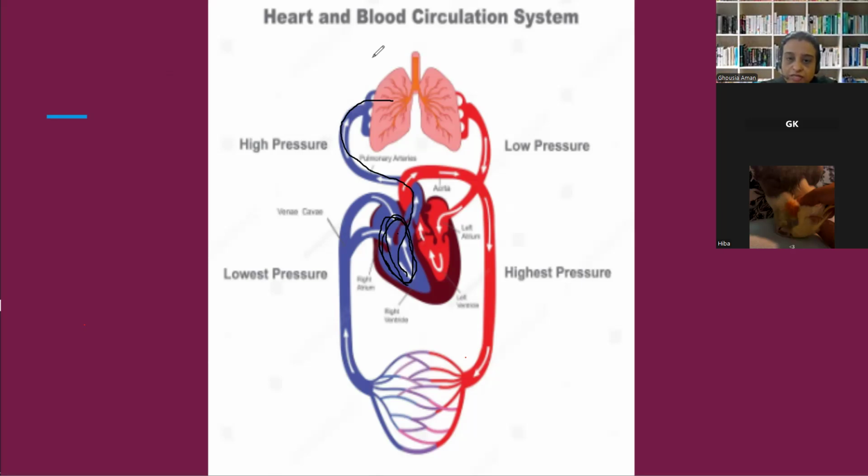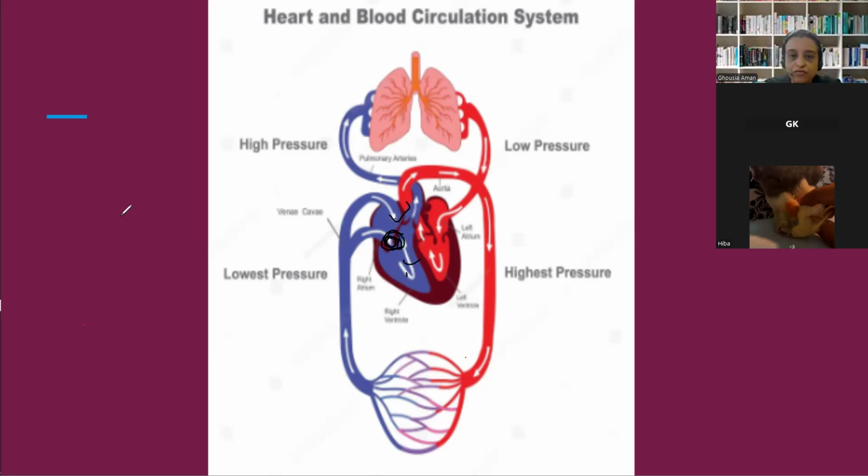This low pressure is maintained as you can see in the picture. See the side walls of the right and the left ventricle. The wall of the right ventricle is comparatively thinner and the wall of the left ventricle is comparatively thicker. Since the wall of the right ventricle is thin, it pumps the blood gently. Plus, another thing is that in between the right atrium and right ventricle, over here, there is a tricuspid valve. What is the meaning of tricuspid valve? It has got three flaps.